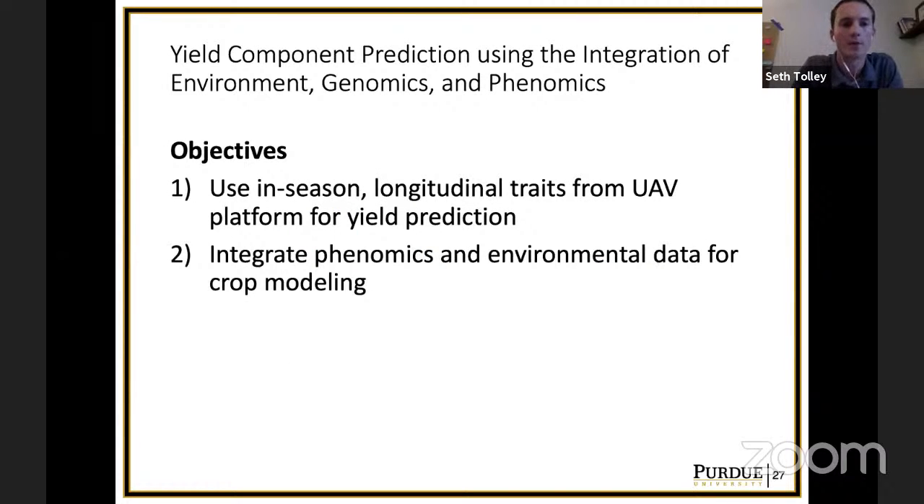Third chapter that we're going to be talking about today is yield component prediction using integration of the environment, genomics, and phenomics. In this study, we have collected longitudinal traits from UAV platforms, and we're going to use these for yield prediction. And then in the future, we're going to try to integrate phenomics and environmental data to do crop modeling.